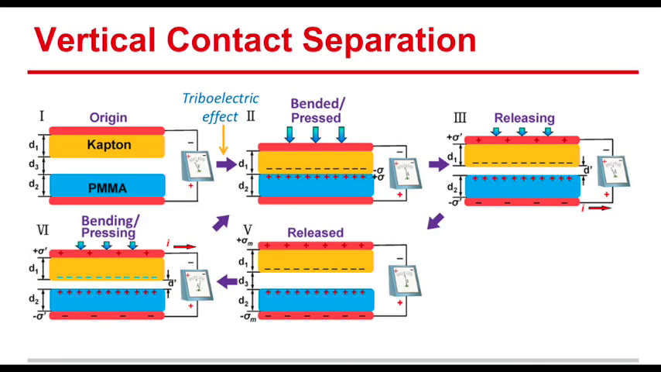Illustrated here is the mechanism involved in vertical contact separation. When the electrodes are attached to the two materials selected for the triboelectric effects, an AC current can be generated. In step one, the materials come into contact and gain opposite charges. As they are released, there's a charge separation, and this drives a current. Once fully released, there is no current. As the materials are brought back into contact again, the current now flows in the opposite direction. Once they are in contact again, one cycle is complete.